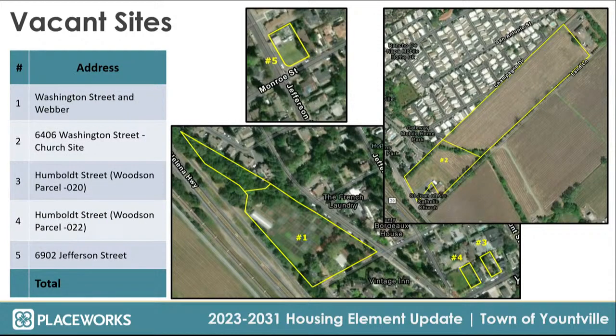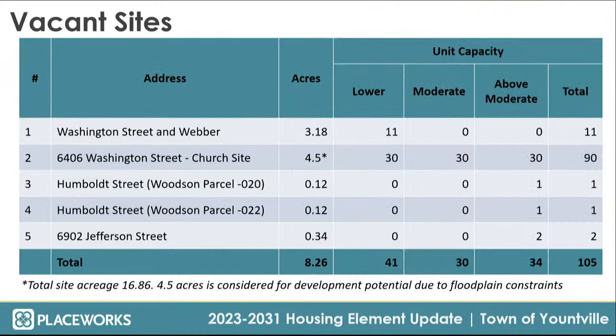These are kind of just more of a close-up of it. We would be looking at a portion of, well, we have where the number 2 designated is the portion of that site that we would be looking at, not the whole site. We would be looking at a portion of it to count towards meeting the RHNA. So the kind of the check and balance system here is, again, the church site being, as you can see, the asterisk there on number 2 is that it's actually 16 acres, but we're only counting 4.5 acres of it due to floodplain constraints possibilities.